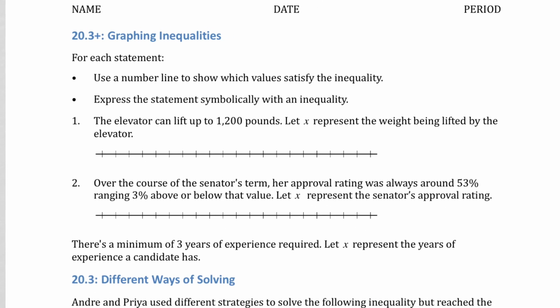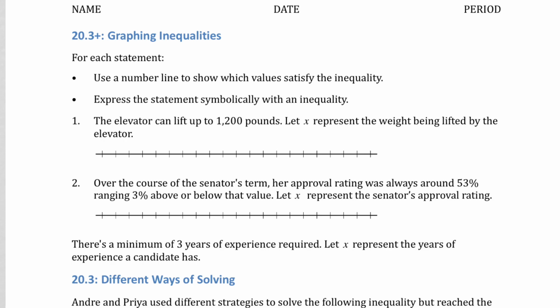Okay, for each statement, use the number line to show which values satisfy the inequality. Express the statement symbolically with an inequality. The elevator can lift up to 1,200 pounds. Let X represent the weight being lifted by the elevator. So, what do you think that's going to look like on this graph? Can the elevator lift 1,200 pounds? Yes. So is my dot going to be hollow or filled?